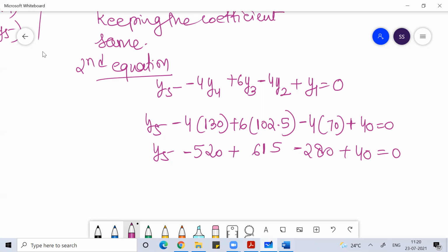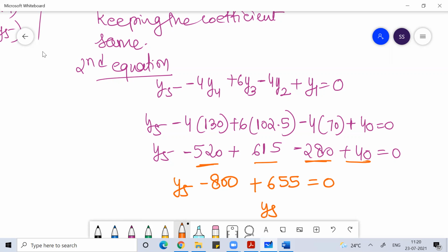Clear, everyone? This is y5 minus 800 plus 655 is equal to 0. So y5 is equal to 800 minus 655. So your y5 will be 145.